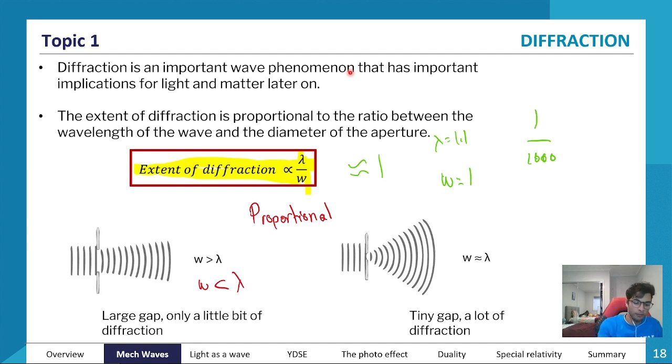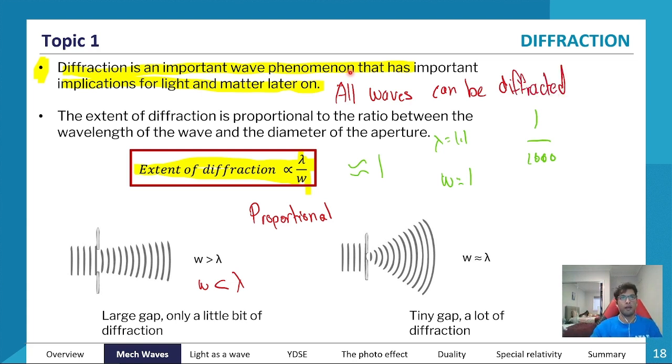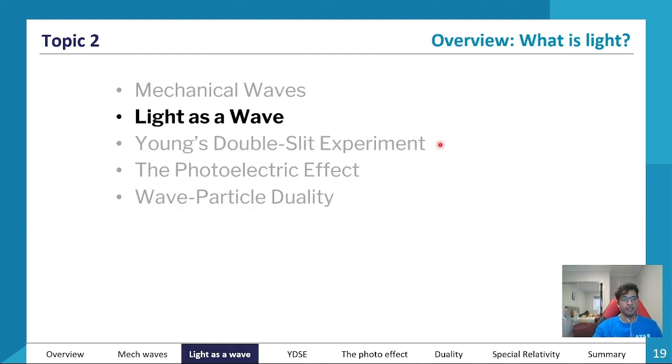And there's one thing I want you to keep in mind: diffraction can only occur on waves. So in other words, all waves can be diffracted. All waves can be diffracted, right? I want you to keep that in the back of your mind. So if you're making notes, just keep this in the back of your mind for a second, because it's going to be very important for the next topic, which is light as a wave.